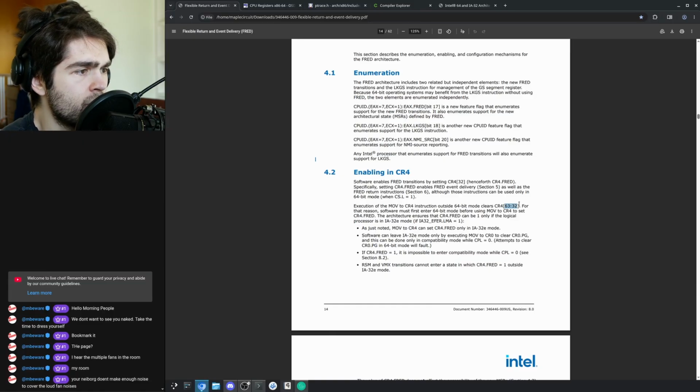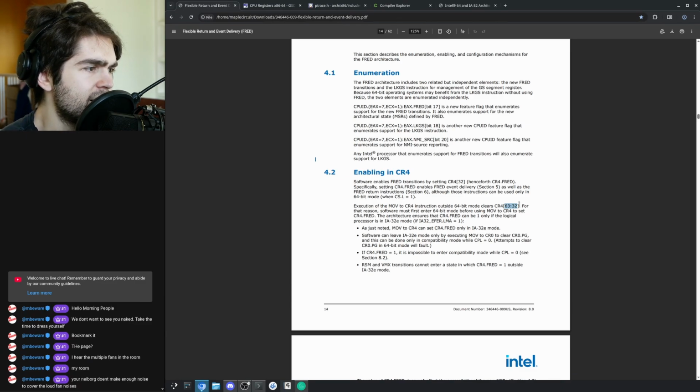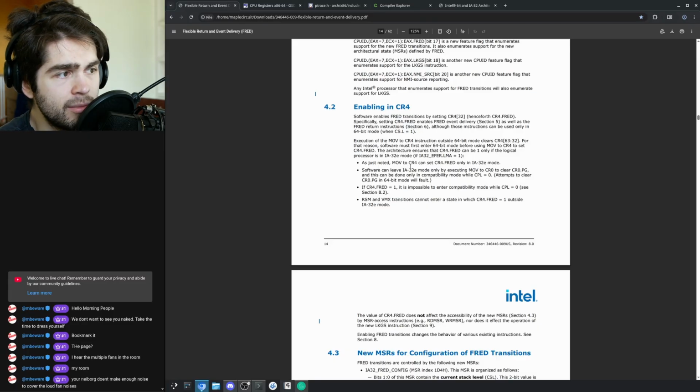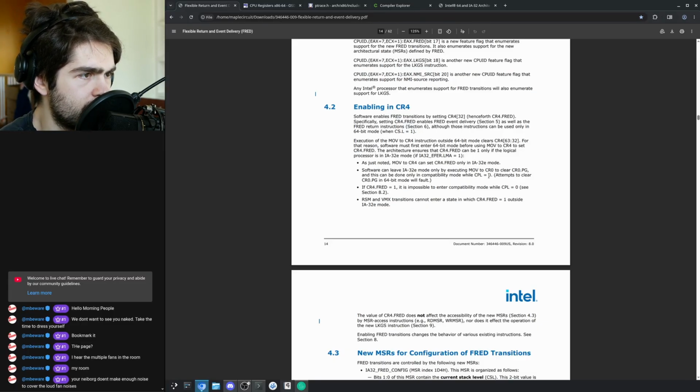The architecture ensures that CR4.THREAD can be set only if the logical processor is in IA32E mode. Yeah, it would make sense, or else how would you be able to set the upper 32 bits? As just noted, move to CR4 can set CR4.THREAD only in IA32E mode. Software can leave IA32E mode only by executing move to CR0 to attempt to clear CR0.PG, and this can be done only in compatibility mode while CPL equals 0.